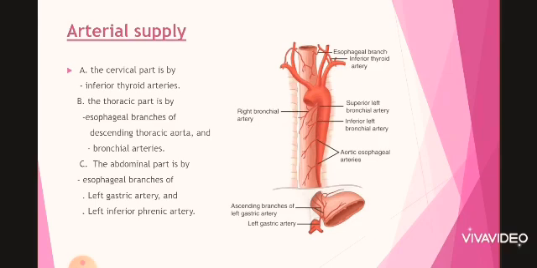Arterial supply. The cervical part is supplied by inferior thyroid arteries. The thoracic part is supplied by esophageal branch of descending thoracic aorta and bronchial arteries. The abdominal part is by esophageal branches of left gastric artery and left inferior phrenic artery.